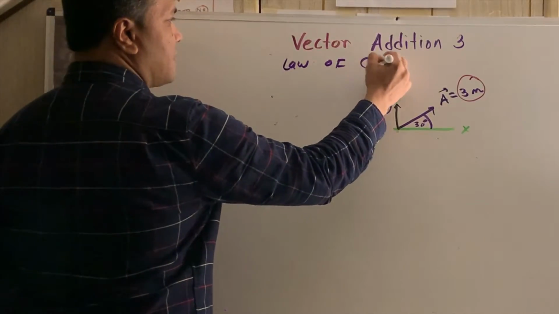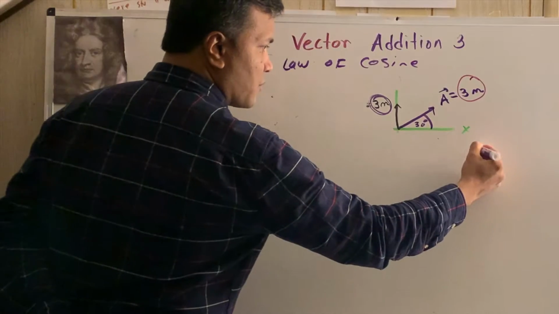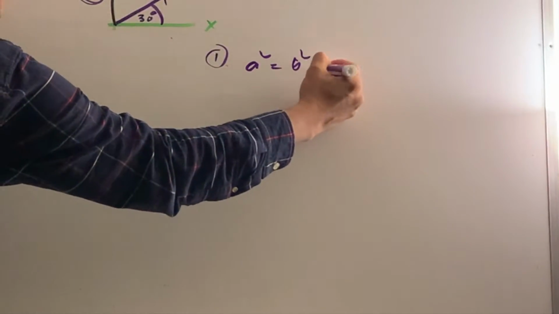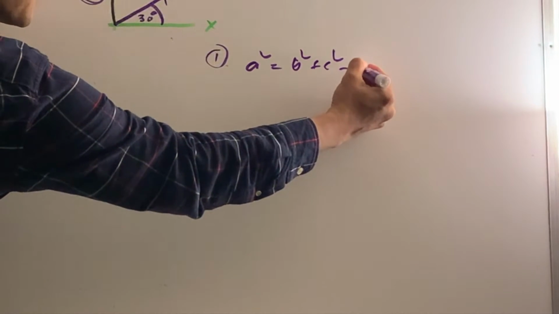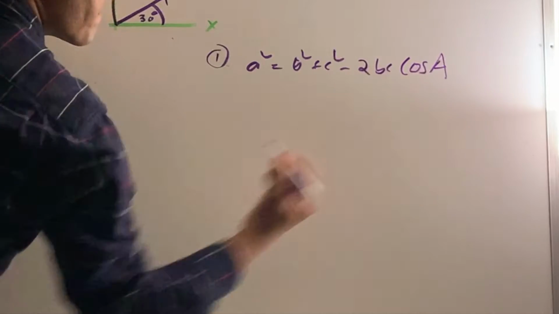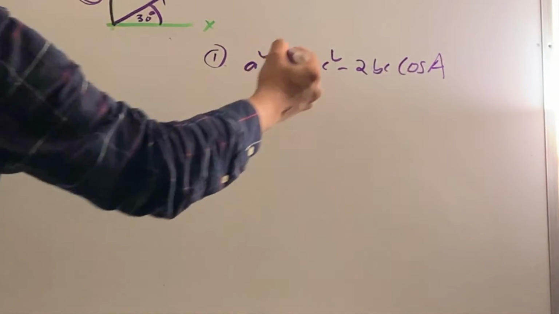Of cosine. So what is the law of cosine? Let's write it down. Law of cosine. Number one, a squared is equal to b squared plus c squared minus 2bc cosine A.